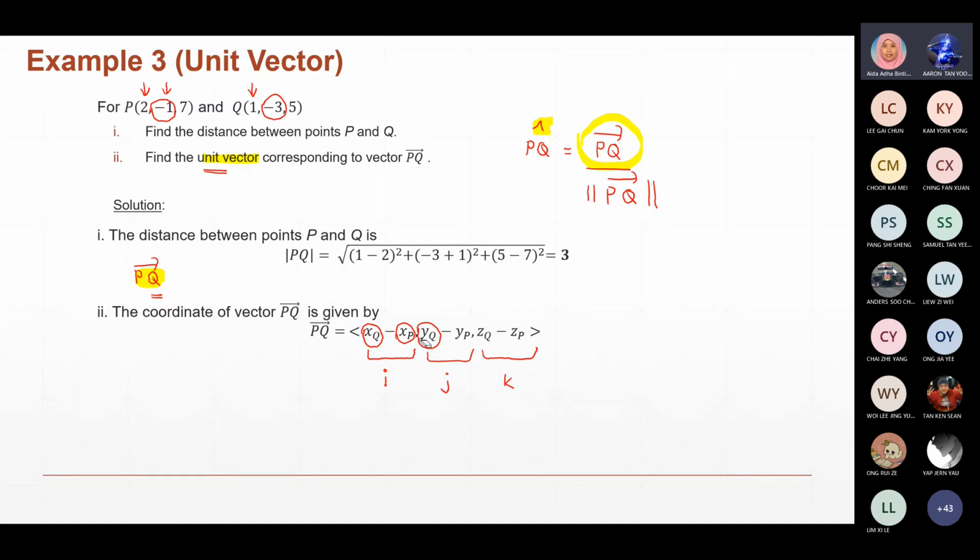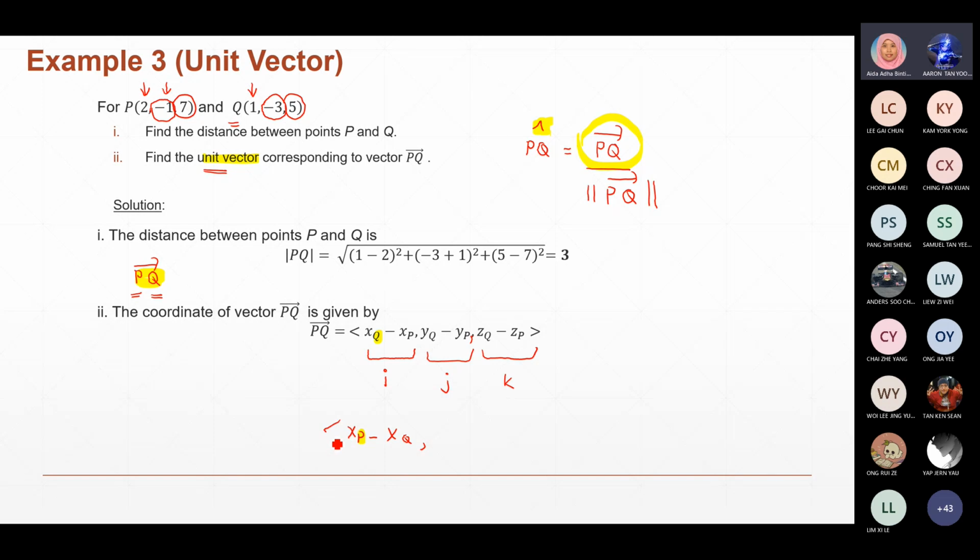And for the k element, so you're not confused, everything is separated by commas. For the k, you start with Q: the z value of coordinate Q minus the z coordinate of point P. If you write it as xP minus xQ, you can see it is different here. Previously you put the Q in front, but now you put the P at the back.